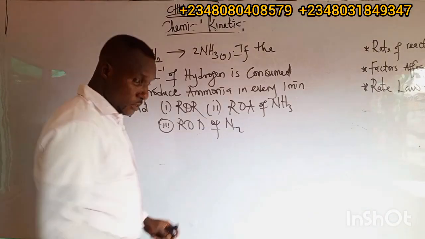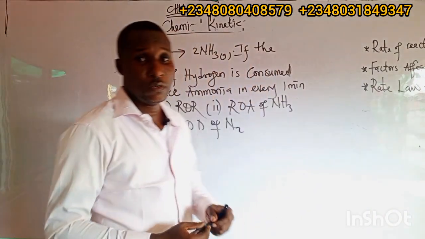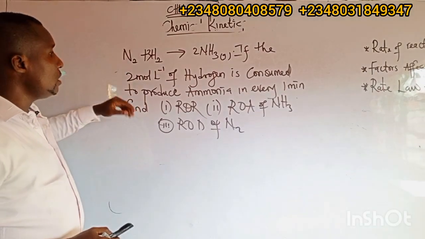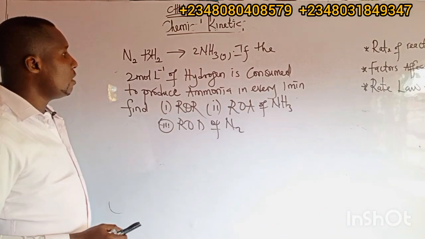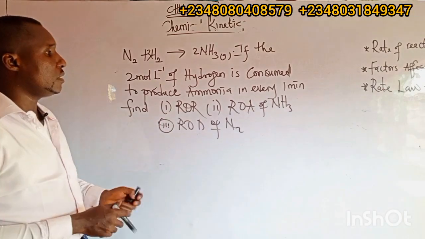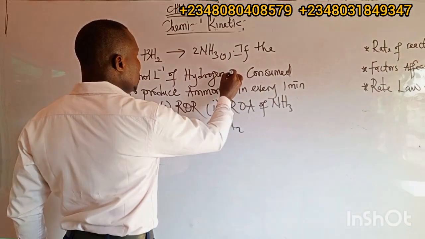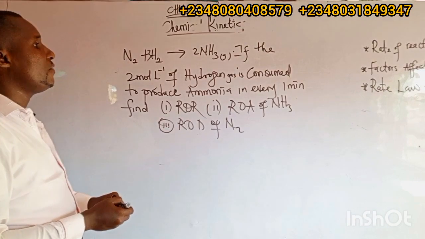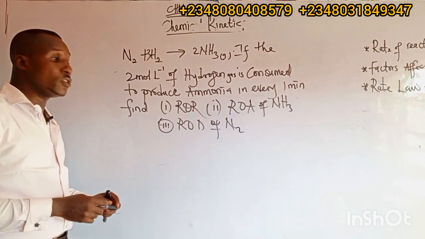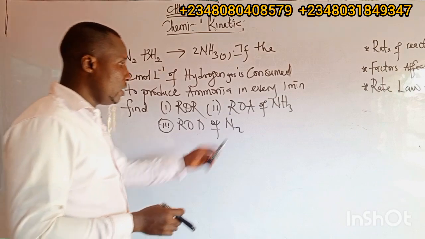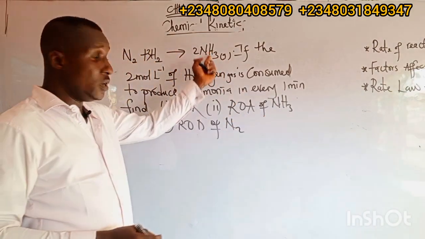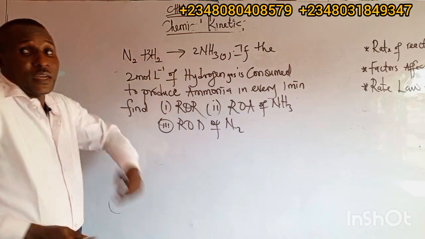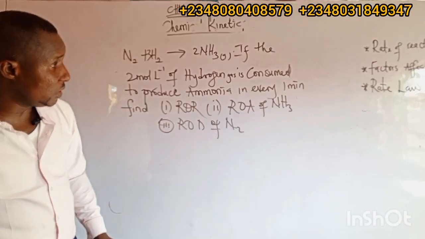Let's do this question. Very simple question. According to this equation, if 2 moles per liter of hydrogen gas is consumed to produce ammonia in every 1 minute, find the rate of reaction. The rate of appearance of ammonia is the product. The Roman figure 3, rate of disappearance of nitrogen gas, is the reactant. Let's do it, please.